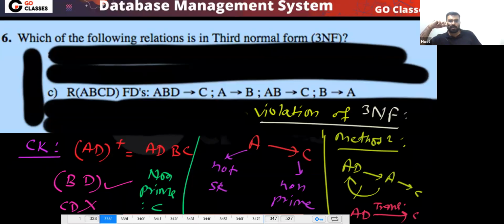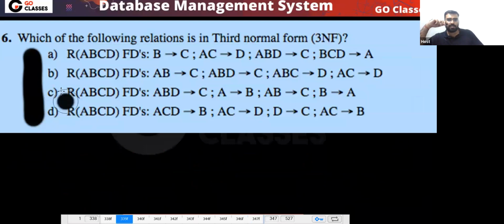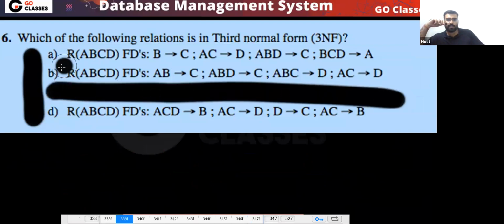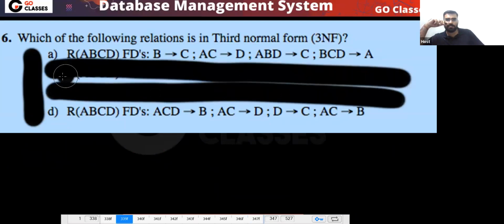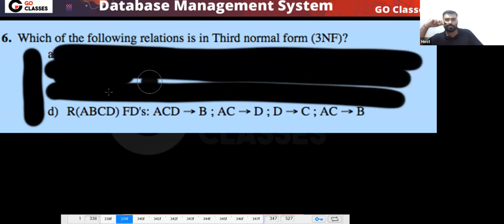Now let's move on. Tell me about this third one. This is a violation of 3NF. What about the last one? What about option D? What is the candidate key for option D?